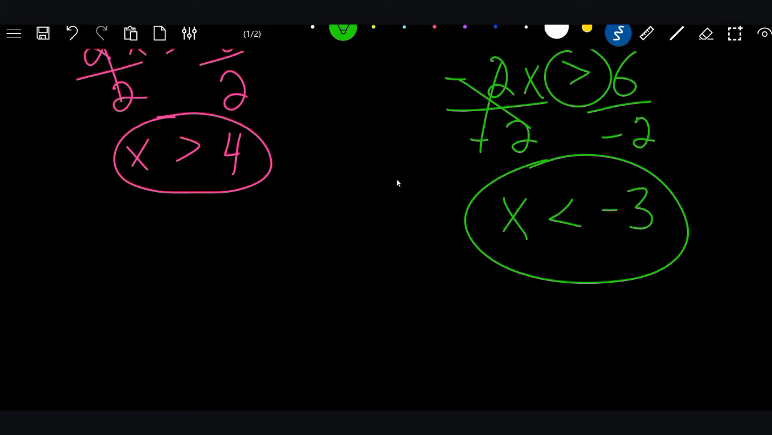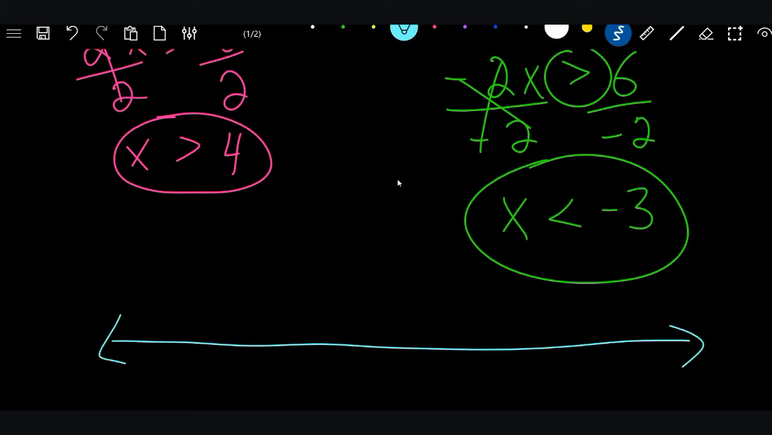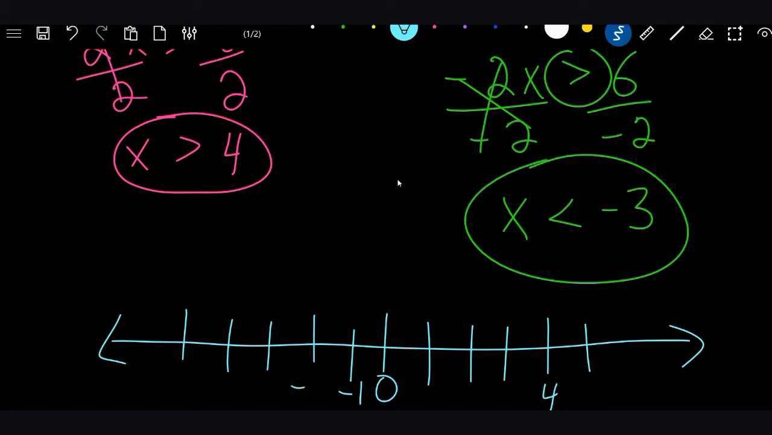Okay, so now what you're going to do is take this and put it onto your number line. Go ahead and put a number line up here. And we'll put a 0, 1, 2, 3, 4, 5. So a 4, that was an important point. 2, 3, 4, 5. Negative 1, negative 2, negative 3. That's our other critical line.